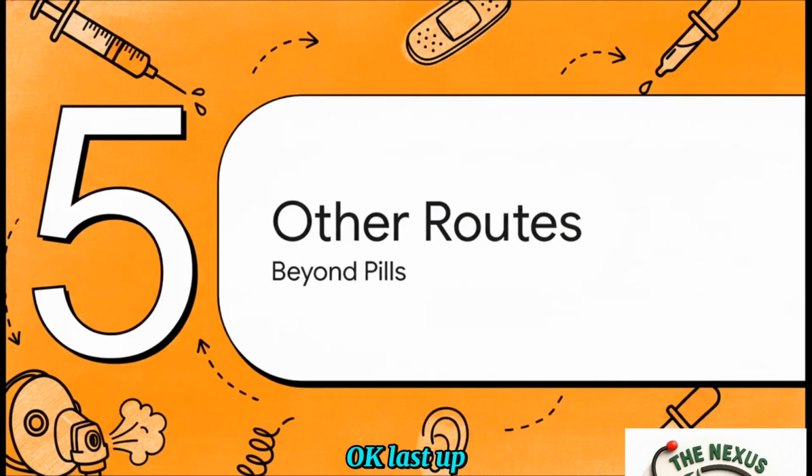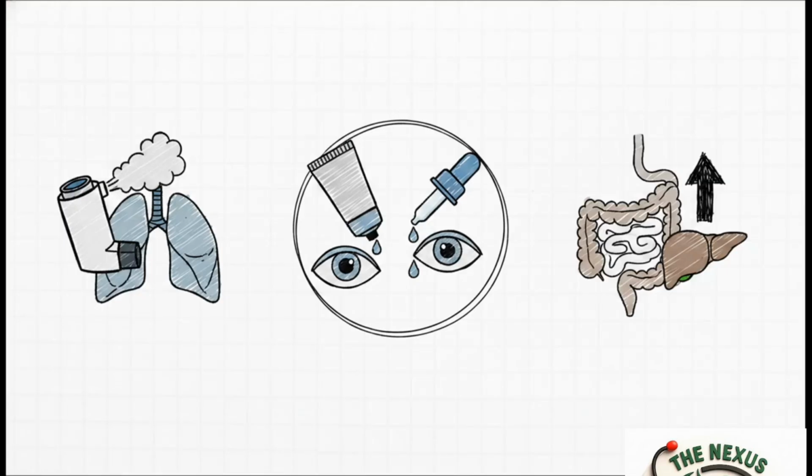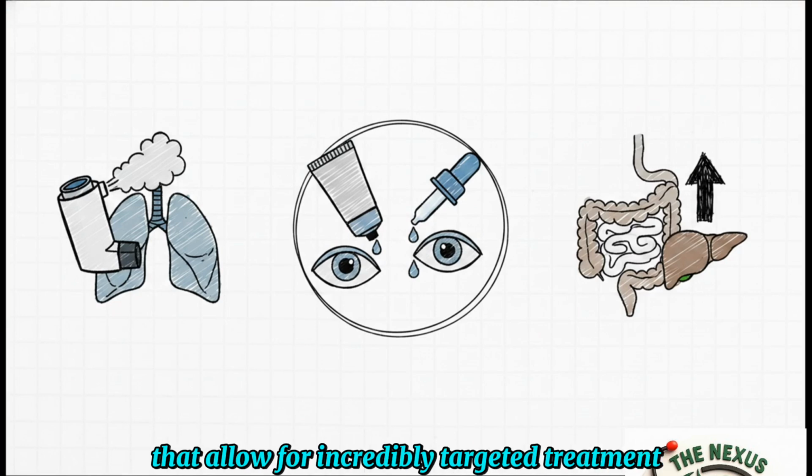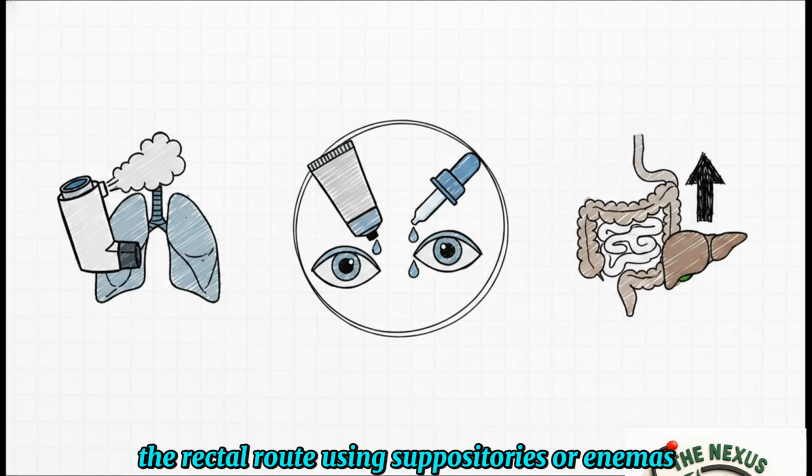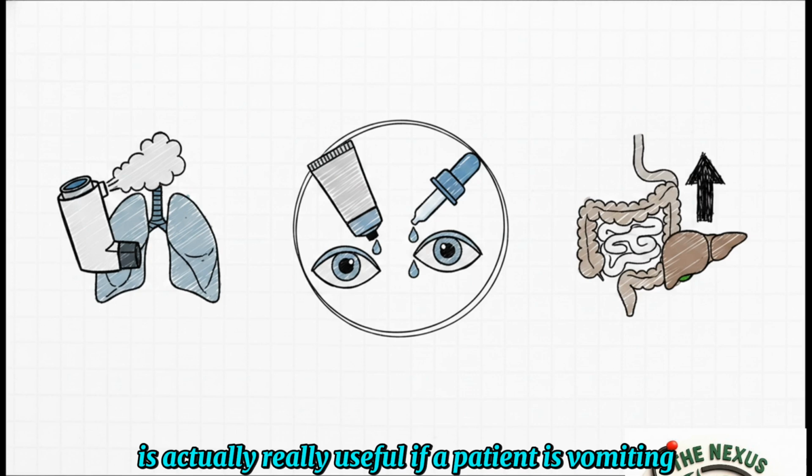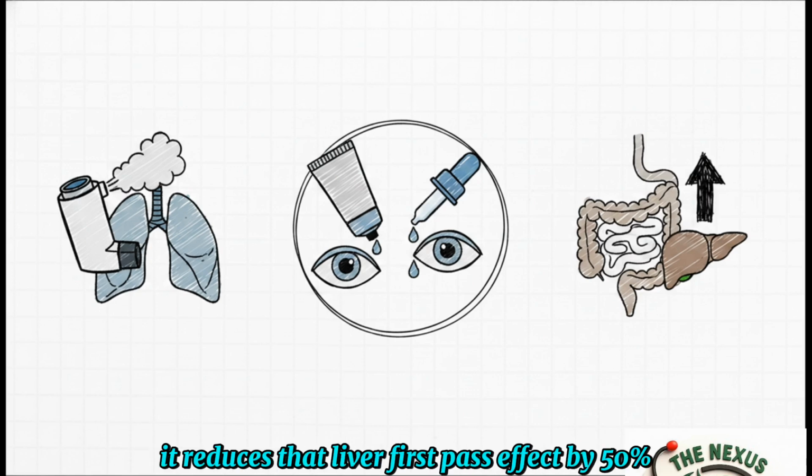Okay, last up, Section 5, Beyond Pills, Other Routes. There are a few other highly specialized routes that allow for incredibly targeted treatment. The rectal route, using suppositories or enemas, is actually really useful if a patient is vomiting. And interestingly enough, it reduces that liver first-pass effect by 50%.